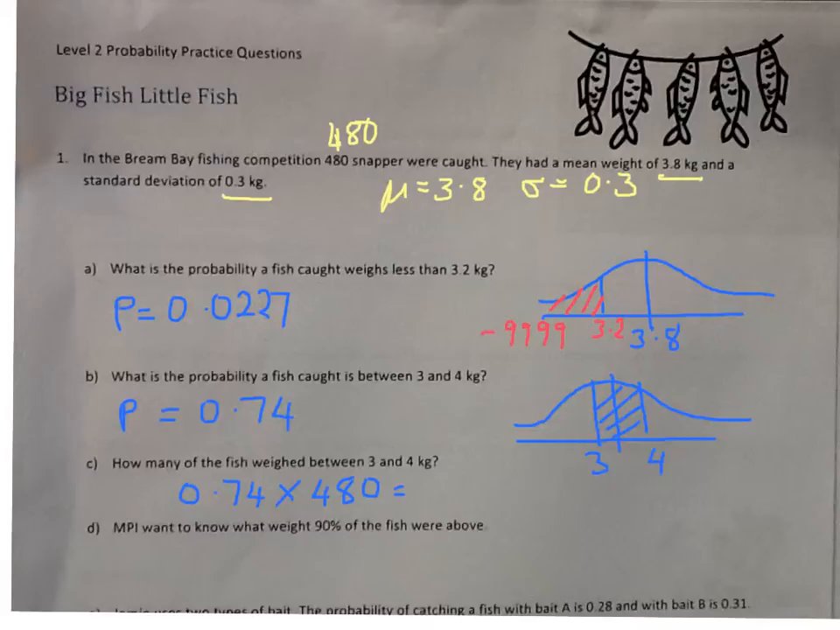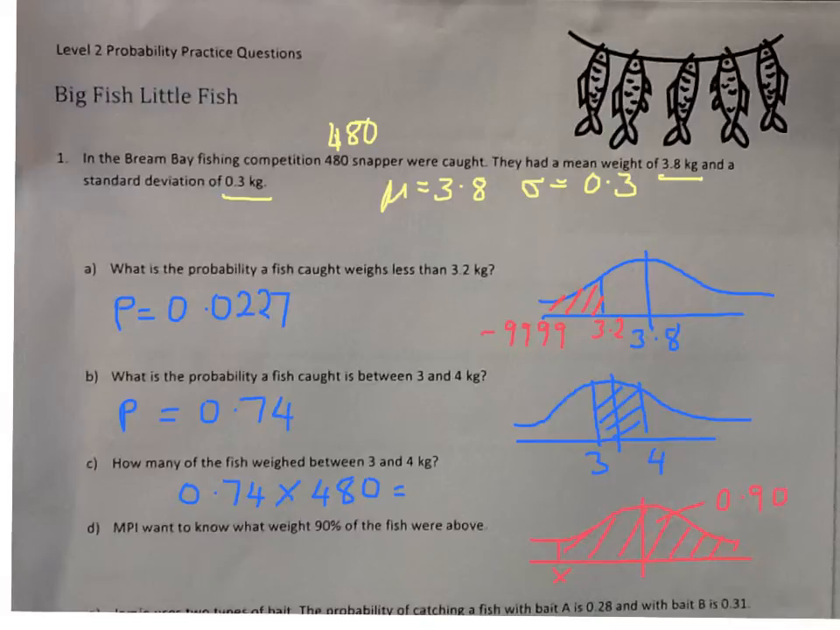Now I want to know what weight 90% of the fish were above. So again, this is where a sketch is helpful. 90% of the fish were more than this weight, so it's going to be somewhere down here, because I want 90% of the fish that were above this weight X, and that right hand side is 0.90.